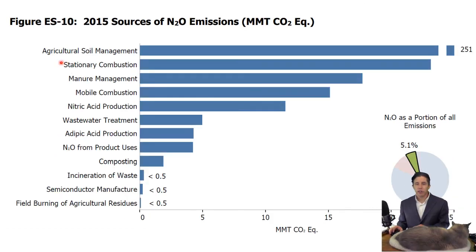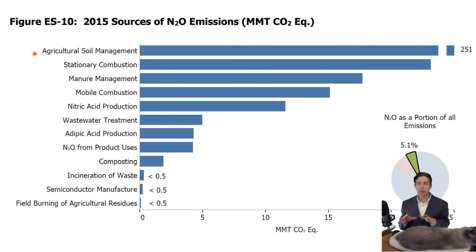And here's a breakdown of nitrous oxide. And number one on the list is agricultural soil management. So this is another one of those graphs that they had to break because it's so much bigger than all the other ones. So number one by far is agricultural soil management. What does that mean? So plants need nitrogen, but they can't take nitrogen out of the air. They have to take it out of the soil. But there's a limited amount of nitrogen in the soil.